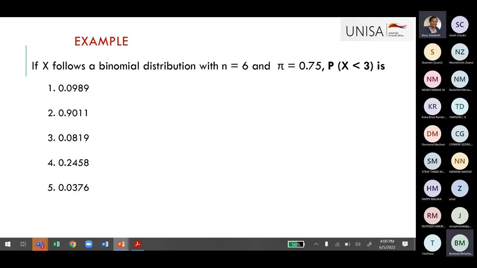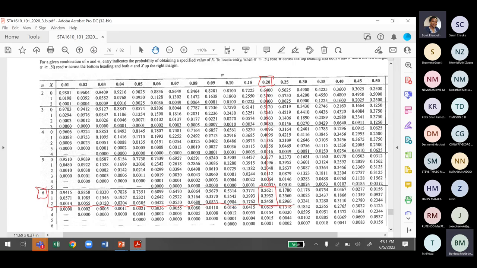If X follows a binomial distribution with N of 6 and the probability of success is 0.75, what is the probability that X is less than 3? So we are told X is less than 3, which means we're still going to have to find the probability of X is 0, plus the probability that X is 1, plus the probability that X is equals to 2, right? So it means coming back here.